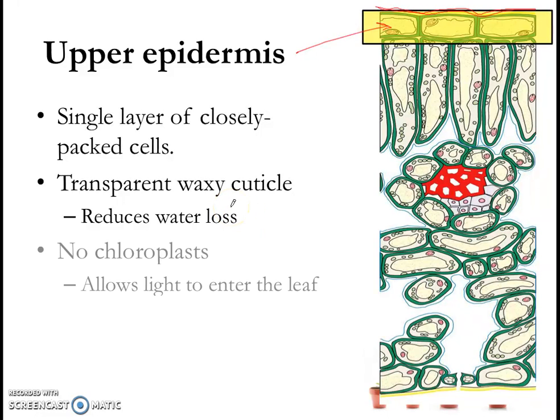Now finally, notice that the upper epidermis also lacks chloroplasts. The cells do not have chloroplasts, for the very important reason that the upper epidermis allows light to enter the leaf so that the layers below can carry out photosynthesis. Alright.